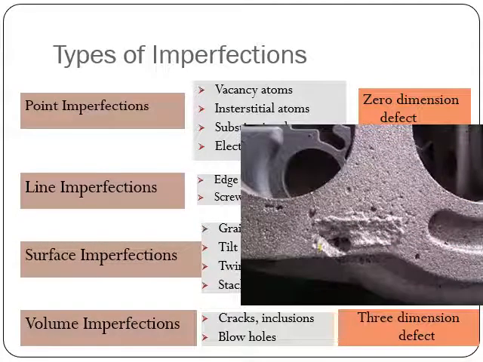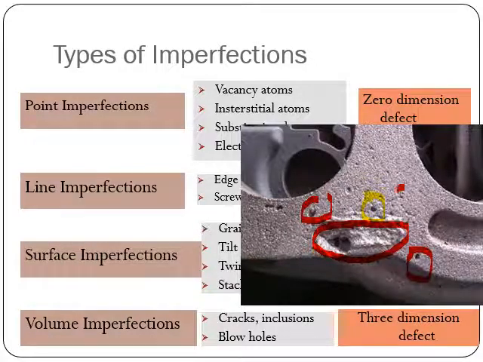So this is the cast structure. You can see this one, or this one, or all this structure, are blowholes, or these may be small cracks. These are due to improper cooling of the liquid metal. Those we term volume imperfections. In your syllabus, we are not going to discuss volume imperfections, but we will discuss these point, line, and surface imperfections in detail in the coming slides.